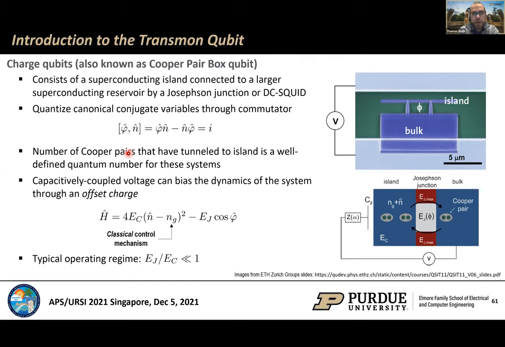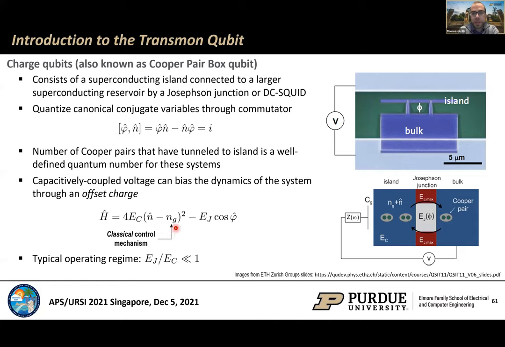Now, for a charge qubit, we also need some additional control mechanisms. That can happen through a voltage source that's capacitively coupled to the island, for instance. To keep everything in the same units, we write this voltage source in a little bit of a peculiar way. In particular, we write it in terms of an effective charge number. But the important thing to remember is that this NG here is a classical control mechanism. It's not a quantum operator, it's just a classical variable. And it can take on any continuous value.